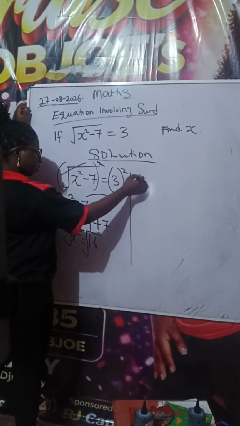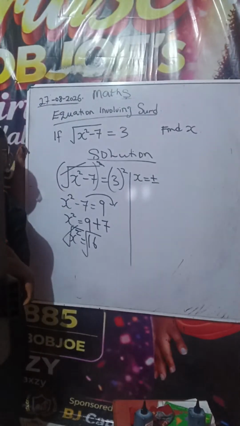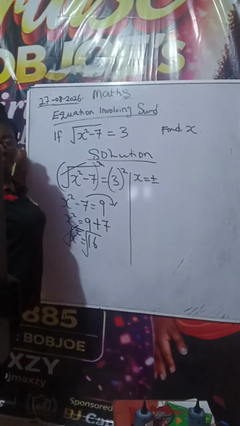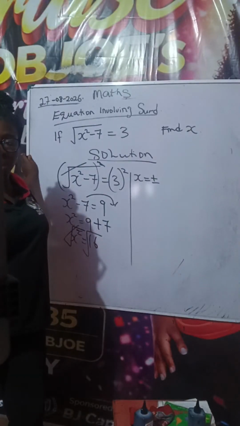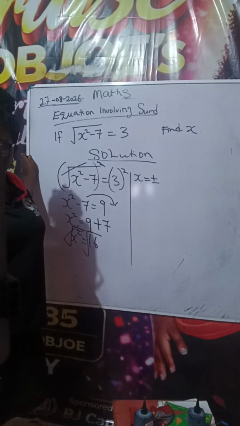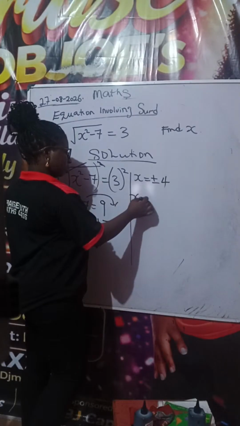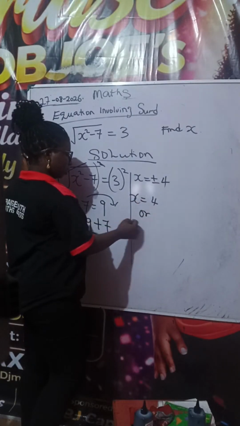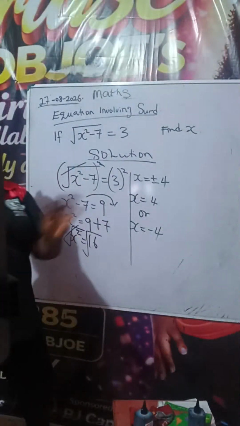So we have x equals plus or minus. What is the square root of 16? So the square root of 16 is going to be 4. It's going to be 2 of them. Yes, so we have 4. So x equals 4 or x equals minus 4. Finish. And that is the answer.